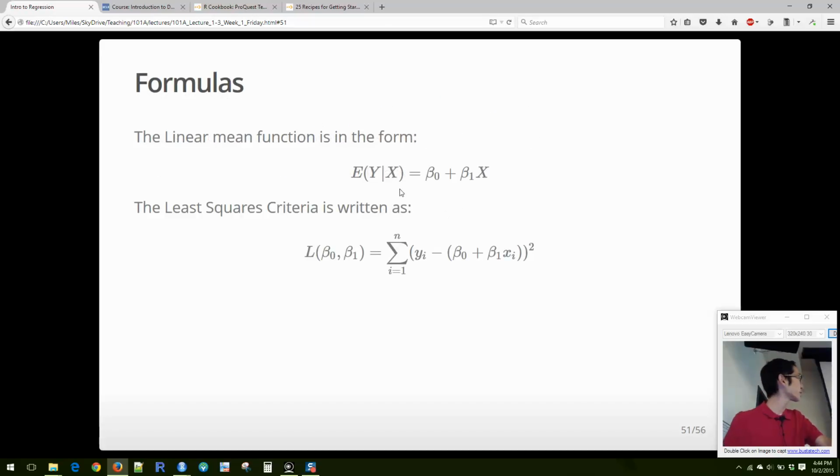Okay, and so these are the formulas if we want to get into this. The linear mean function of our best fit line is going to be b0 plus b1x. And the least squares criteria is written as the difference between each individual point and our prediction. We take that difference and we square it and we add them all up. And we're trying to minimize this sum by adjusting b0 and b1. So how do we pick b0 and b1?